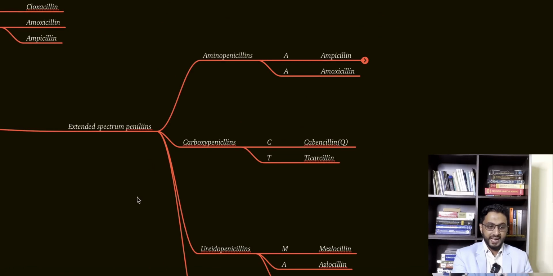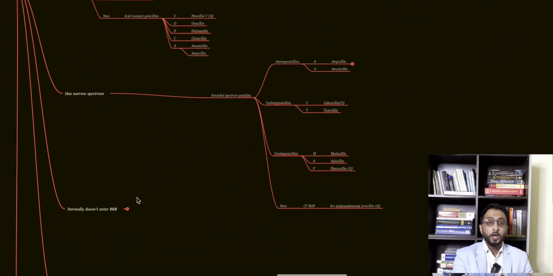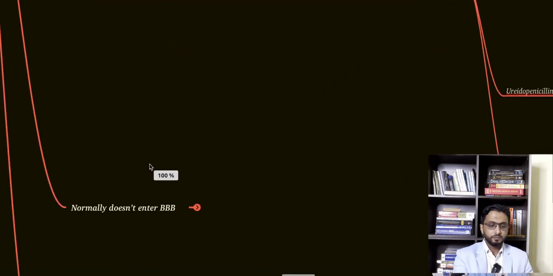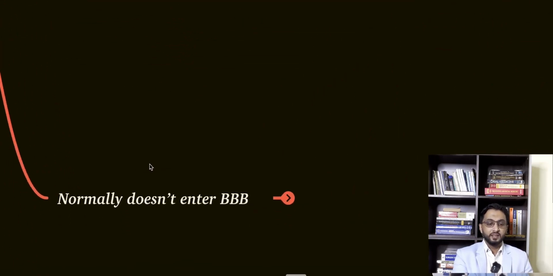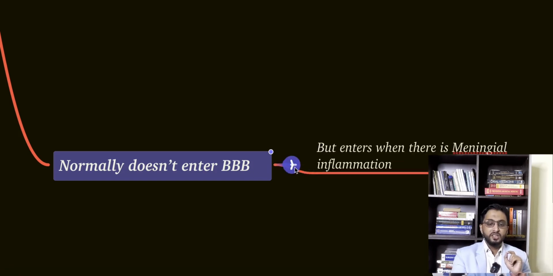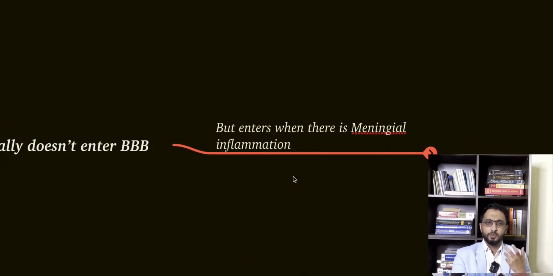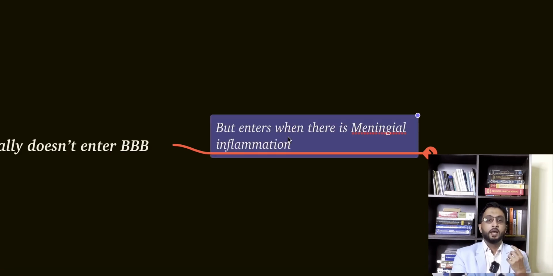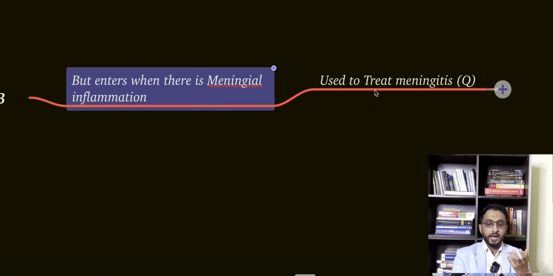So far we studied acid resistant penicillins and extended spectrum, both with their disadvantages. Now, a few more key points to note on penicillin G. Normally, penicillins don't enter the blood-brain barrier. But when there is meningeal inflammation, an infection with inflammation of the meninges called meningitis, these drugs, including penicillin G, can enter the meninges, or the blood-brain barrier. As a result, it can be used to treat meningitis.